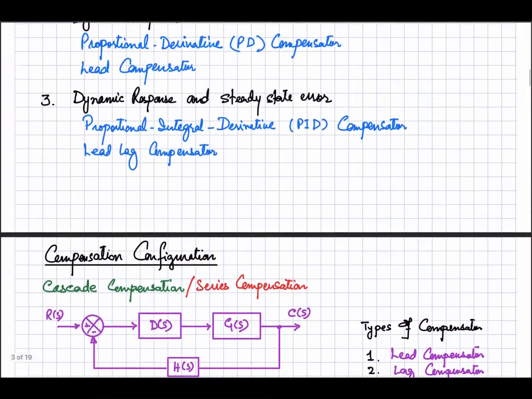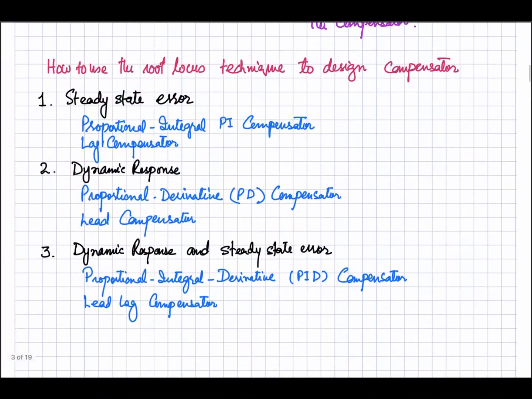So if I summarize the video, what we have done, we have seen what is the meaning of the compensator and what are different types of compensators and what is the importance of the compensator, right? So with the help of compensator we can adjust the steady state error, we can get the required transient response, and in the next upcoming lectures we will see how we can design these compensators.